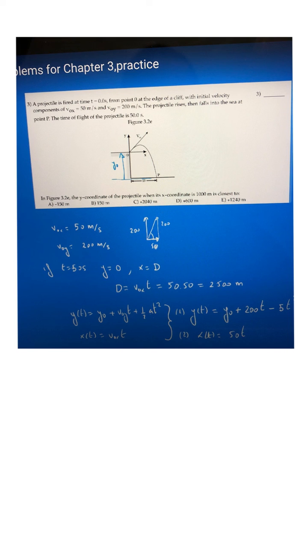Now we plug in the values into the equation. We're going to have this right here, which is 200 times 20 minus 1/2 times 9.8 times 20 squared. And once we simplify all that, we go ahead and get our answer, y equals 2,040 meters. And that should be all for this problem.